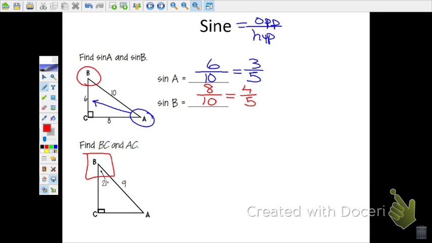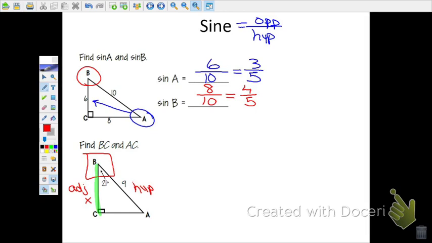So this 9 that I know is the hypotenuse. If I want to find side BC, what is BC in relationship to angle B? It is what we call adjacent. We need opposite and adjacent for these problems. So it's adjacent, it's touching angle B. Okay, I'm looking for this side, so I'm going to give it a variable. I'm just going to call it X.